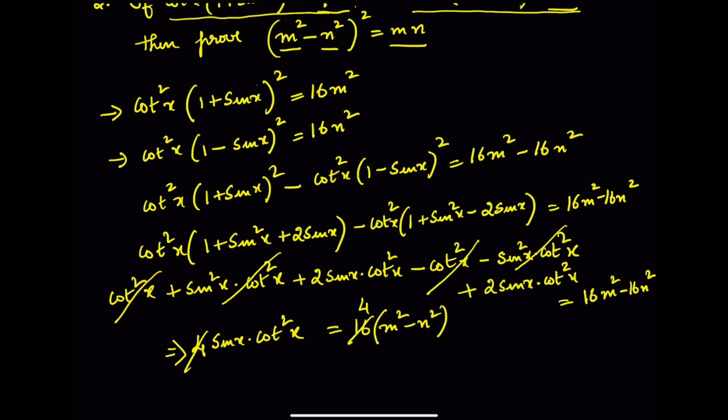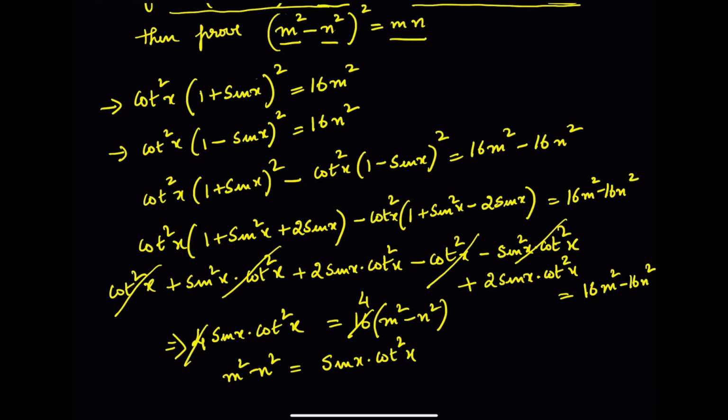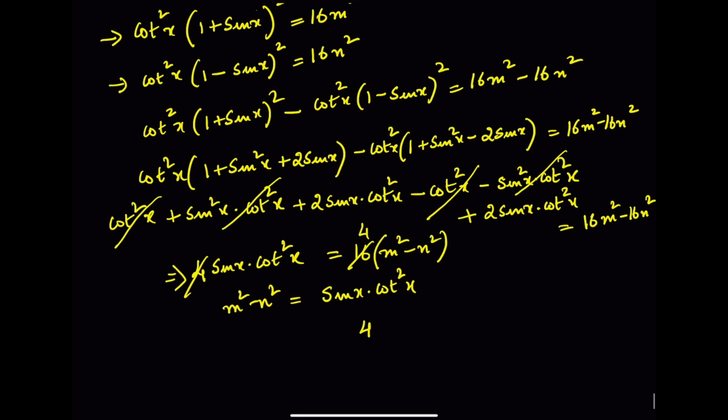So what would the value be of m square minus n square? It is equal to sin x times cot square x divided by 4. So we know m square minus n square now. So let's hold this for now. So this is the first part of the equation.